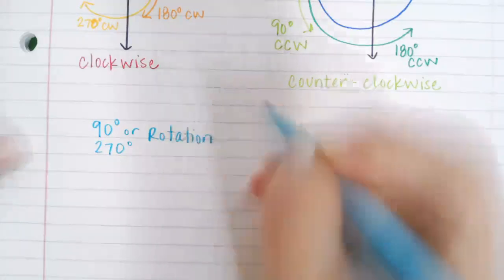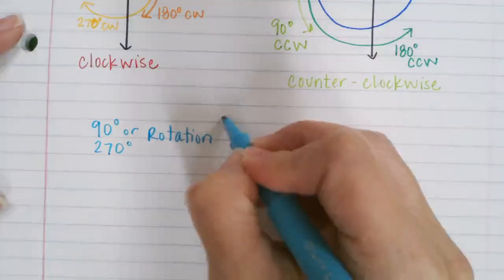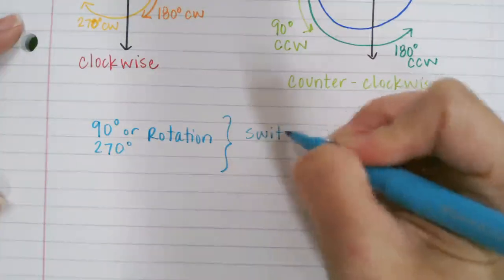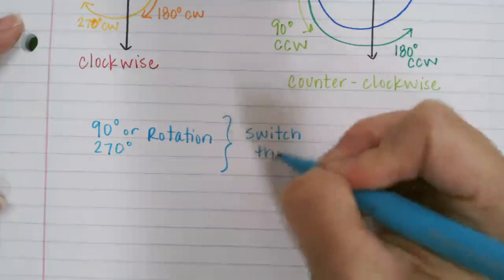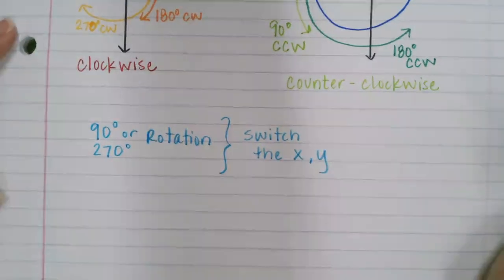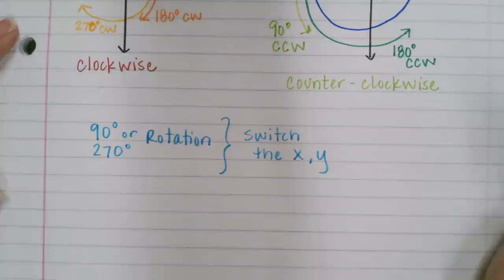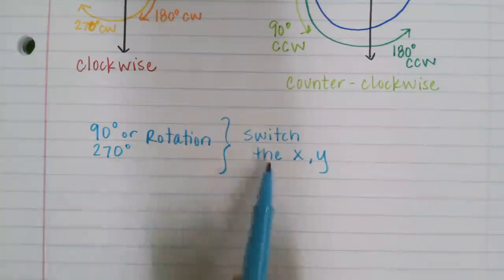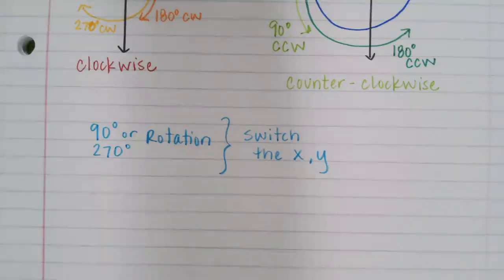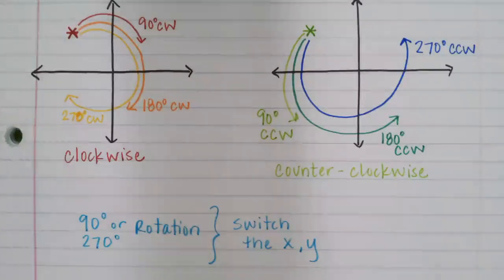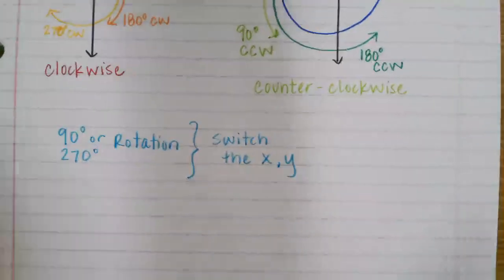So if we rotate 90 or 270 degrees, then we need to switch the X and the Y. Then what we're going to do is look at the ordered pairs in that quadrant.